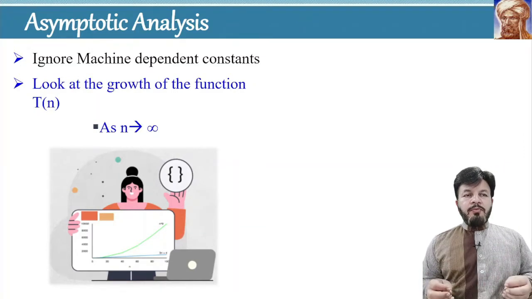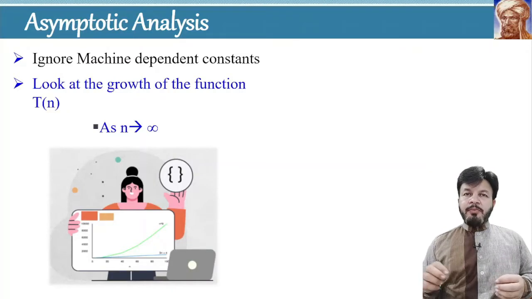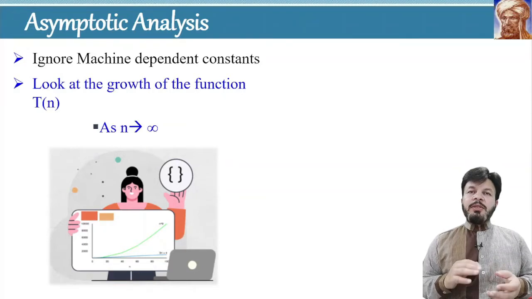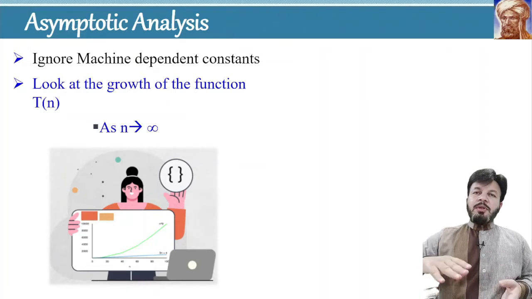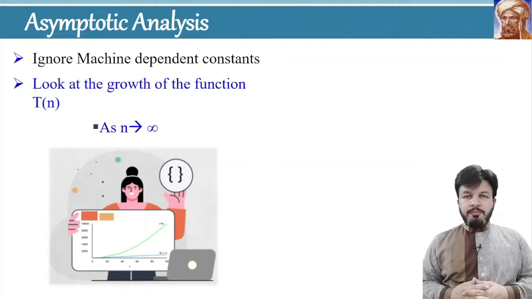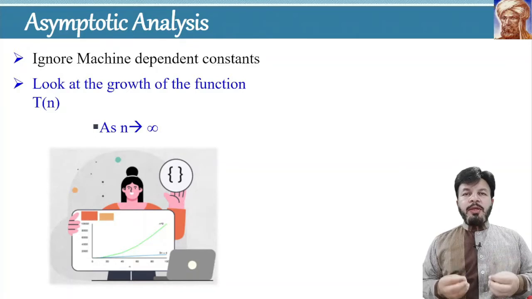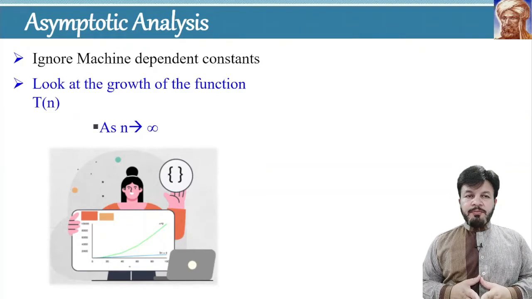Secondly, while we are analyzing our algorithms asymptotically, we look at the growth of the function T(n) as n approaches infinity. It means we are considering how this function will grow when the value of n grows larger and larger. That is, when the value of n is very high, what will be the behavior of the function T(n)? This is asymptotic analysis.